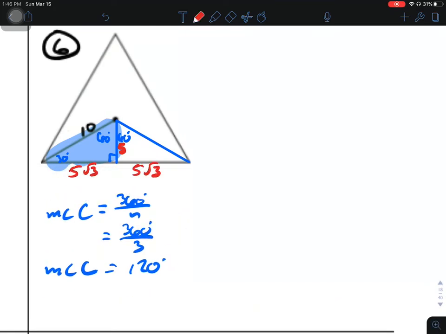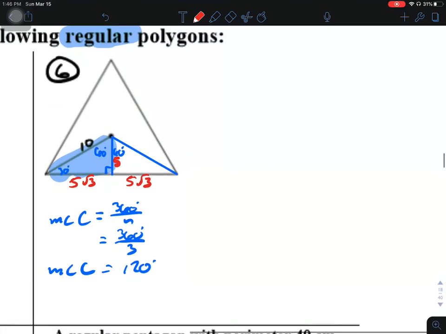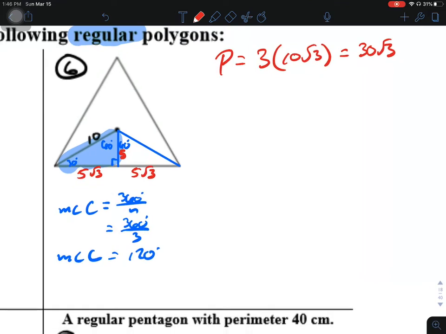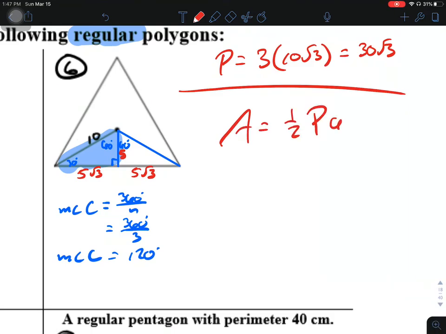And there are 2 of those that make up the side. So the perimeter for this has 3 sides. Each side is 10 square roots of 3 long, so the perimeter is 30 square roots of 3. To find the area, which is 1/2 the perimeter times the apothem, the perimeter we found is 30 square roots of 3. The apothem, which is right here, is 5.